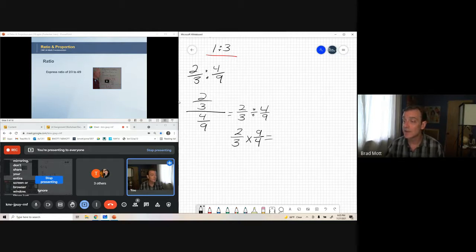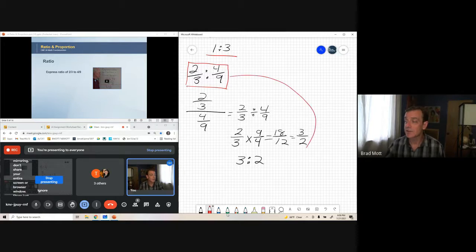So 2 times 9 is 18. 3 times 4 is 12. Now let's simplify this. 6 goes into 18 3 times. 6 goes into 12 twice. So the ratio of 2/3 to 4/9 is 3 to 2. So 2/3 is to 4/9 as 3 is to 2.